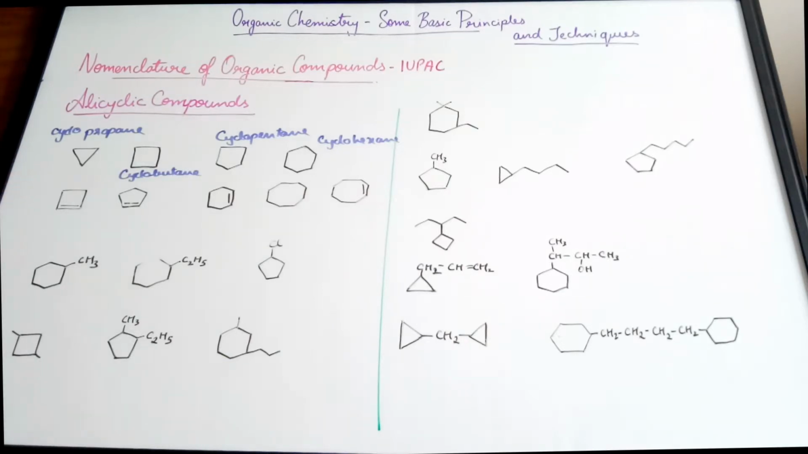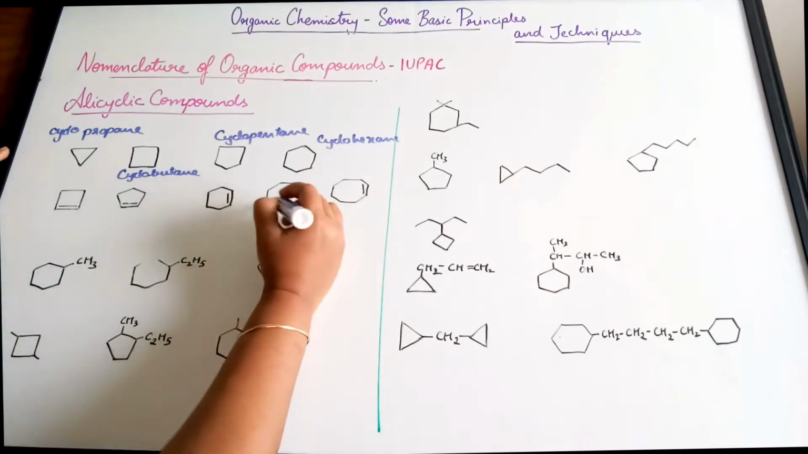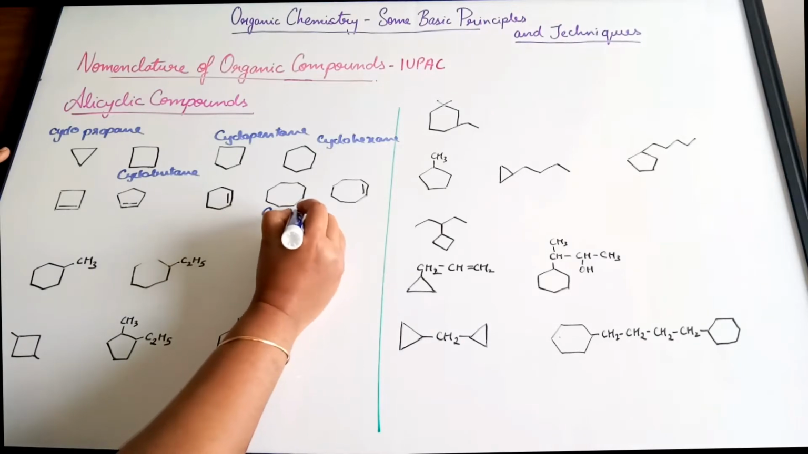Since they don't have double bonds, where I just said alkanes, these compounds don't have a double bond. However, when we are talking about these, they have a double bond. Okay, this one also doesn't. So 1, 2, 3, 4, 5, 6, 7, 8. So cyclooctane.